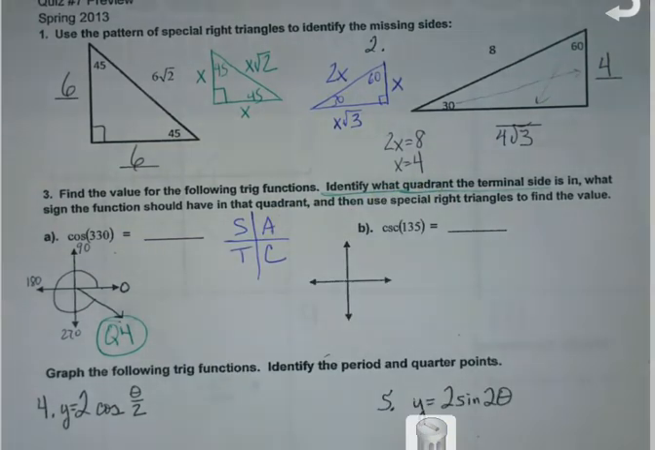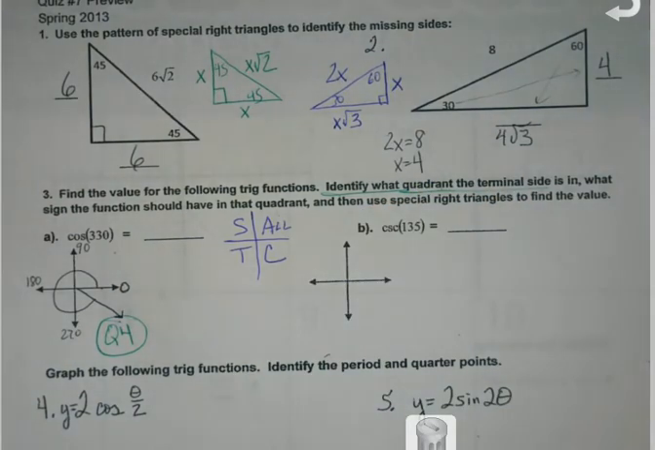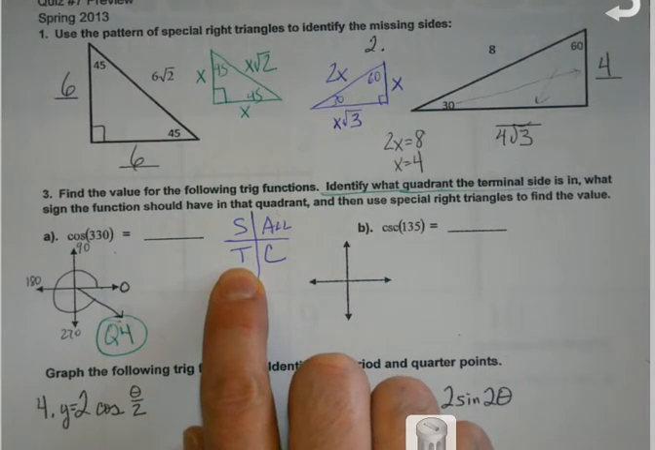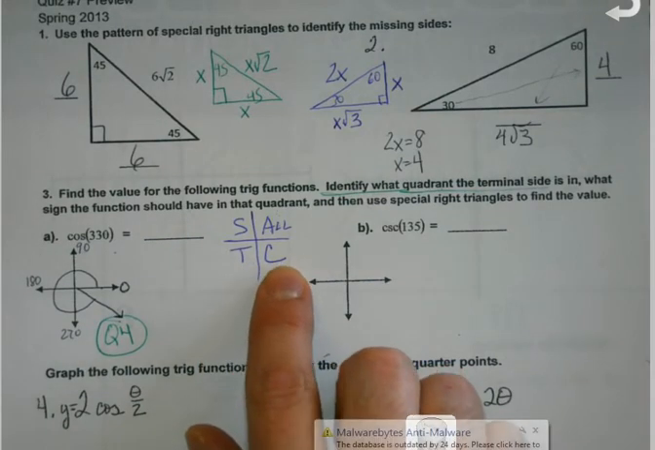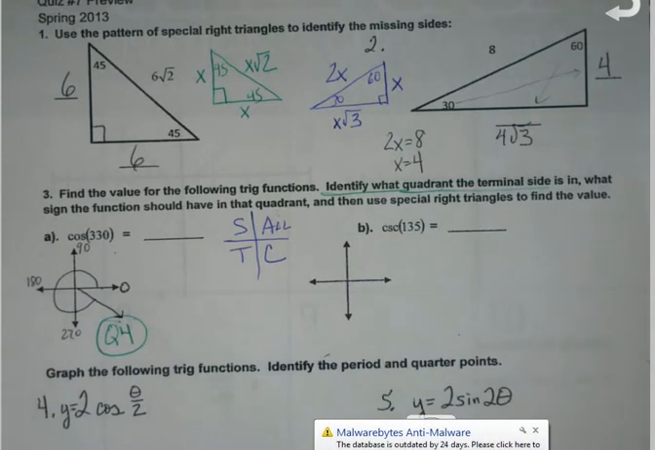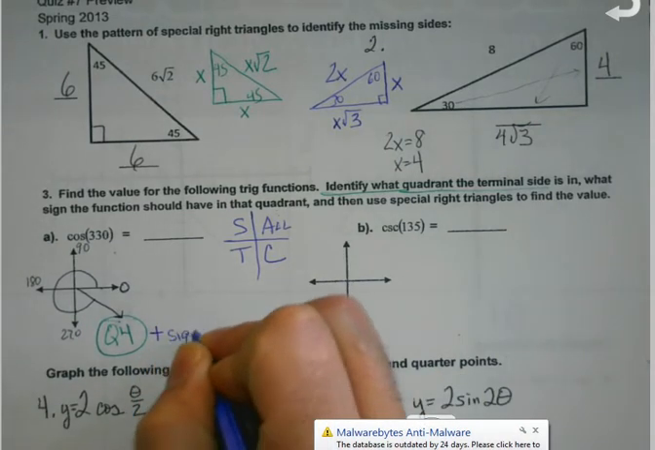We talked about how in quadrant 1, all of my trig functions are positive, but we're not in quadrant 1. In quadrant 2, sine is what's positive, but again, we're not in quadrant 2. Third quadrant, tangent's positive, but we're not. But when we get to quadrant 4, it's cosine, and this is cosine, so it should have a positive sign.